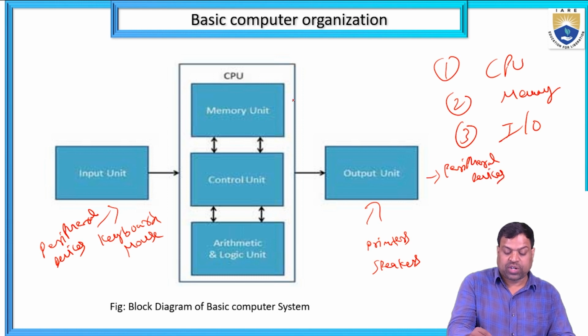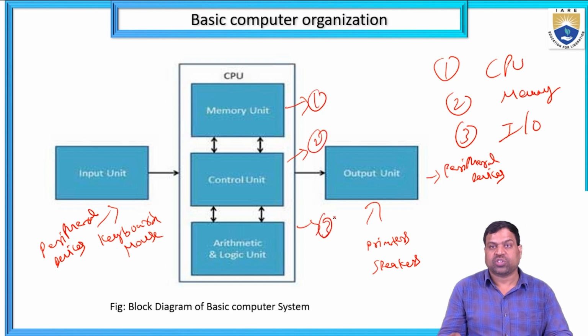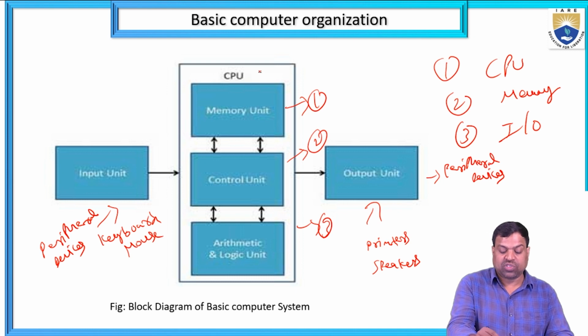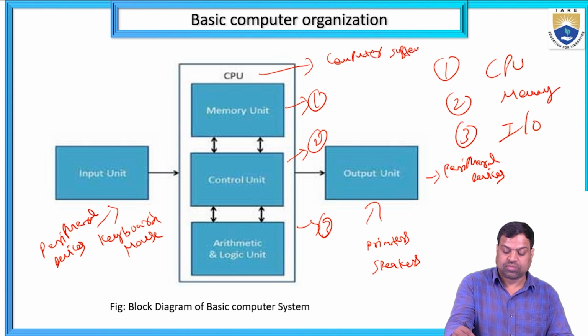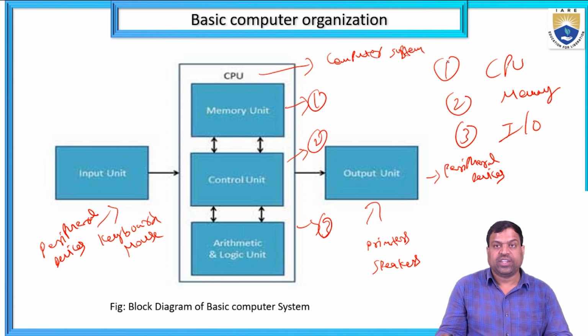In the CPU, there are the memory unit, control unit, and arithmetic logic unit. These are the three sub modules. The CPU is the heart of the computer system. In the computer system, the major roles are input, output, CPU, and memory unit. The control unit controls the input outputs and the CPU.